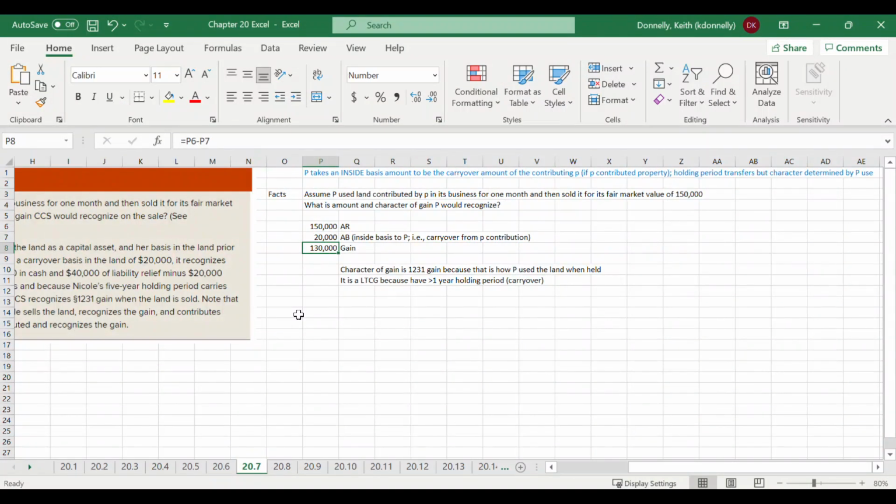So if we look at 27 here, assume a partnership used land contributed by a partner in its business for 1 month. It sold it for 150 grand. What is the amount and character of the gain? Well, to the partnership, we have 150 it sold it for. It's going to take a carryover basis. The partner had a 20 grand basis in it. So now for the partnership there's going to be a 130 gain here. The character of it is going to be 1231 because that's how the partnership itself used the land.